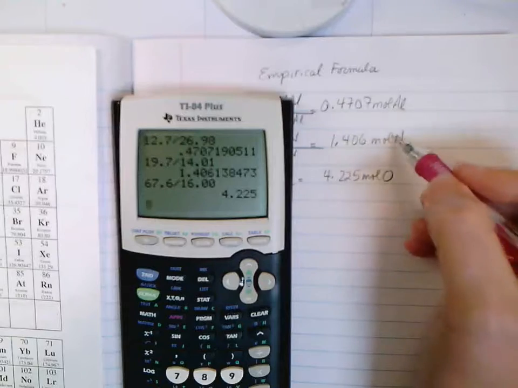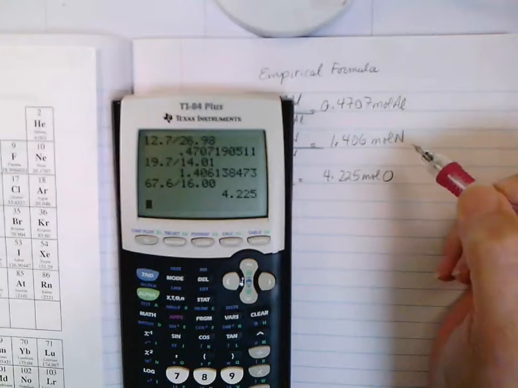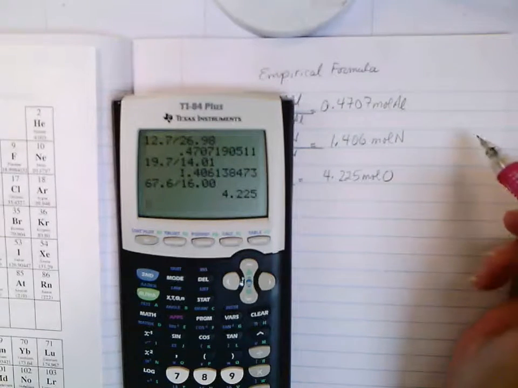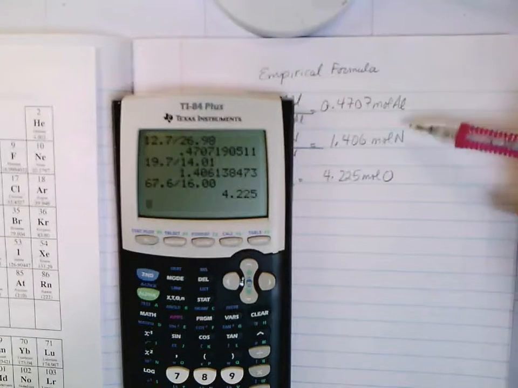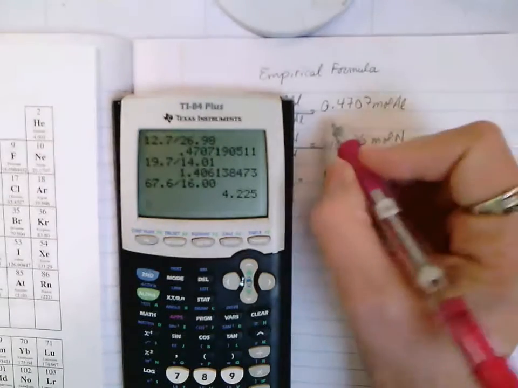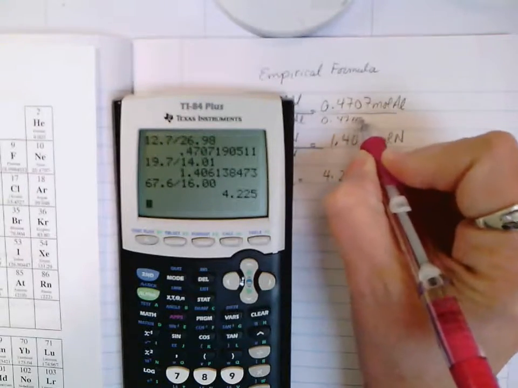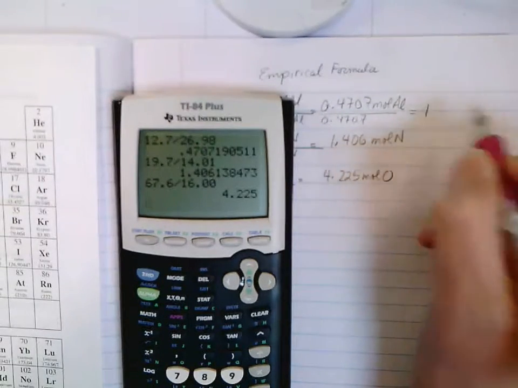So now what do I want to do? I'm going to divide these 3 numbers by the smallest one of these, because empirical formula is the smallest whole number ratio of the moles of the elements in a compound. So I need to divide through by the smallest. So I'm going to divide here by 0.4707. That has to give me 1.